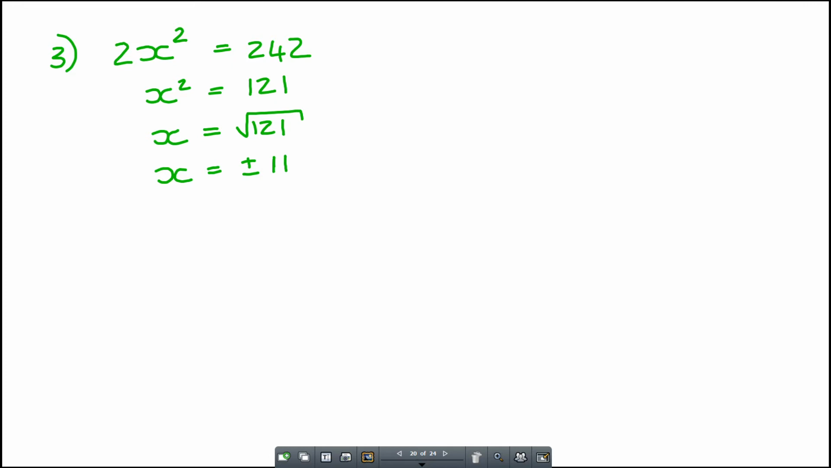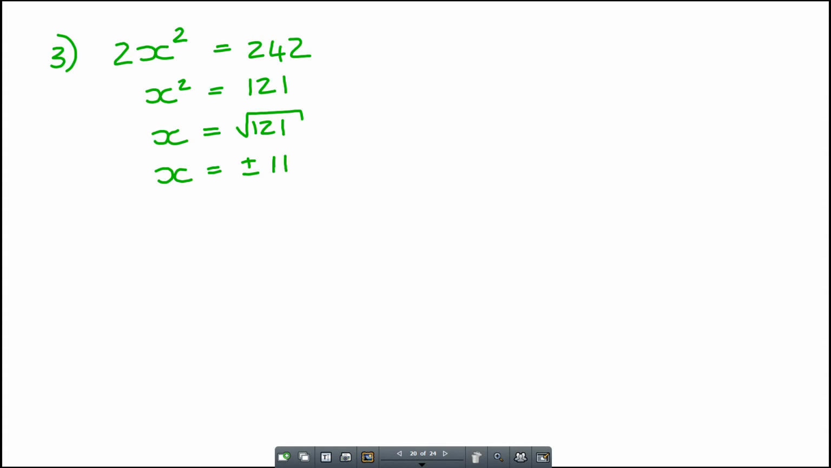Number 3. Number 3 says a number squared. So that number, I don't know how much it is. So I'm going to say x squared. A number squared and then doubled. Now, if you double something, it's the same as times 2, right? So that's why I say 2 times that x squared. Does it make sense? Okay. Is equal to 242.